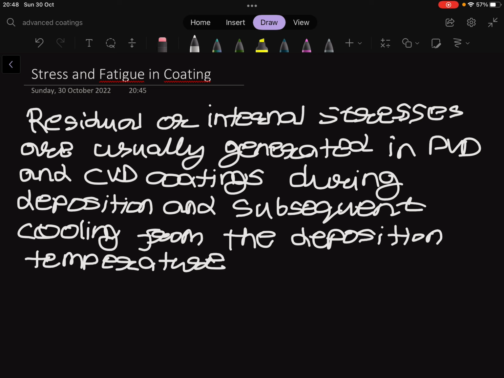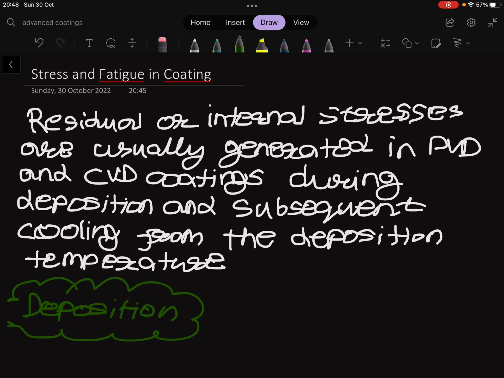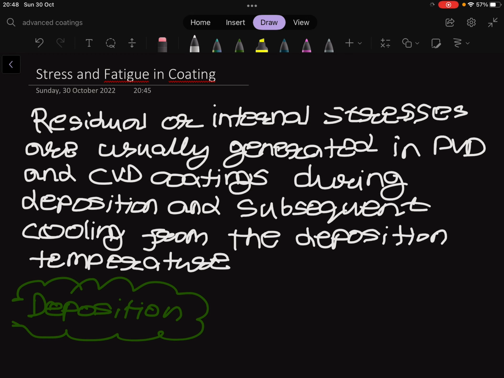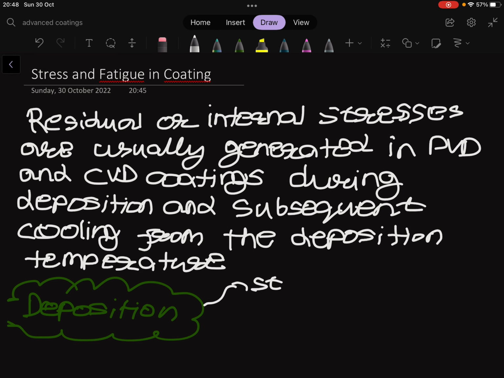During deposition, structural misfits in coating nucleation and growth, and there is a simultaneous ion bombardment, which can generate stresses of tensile and compressive nature.